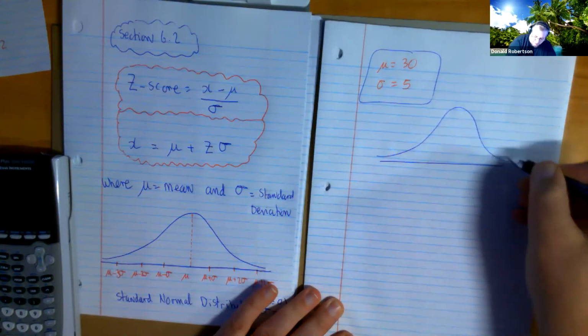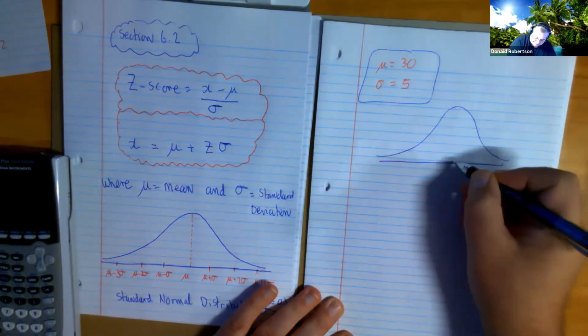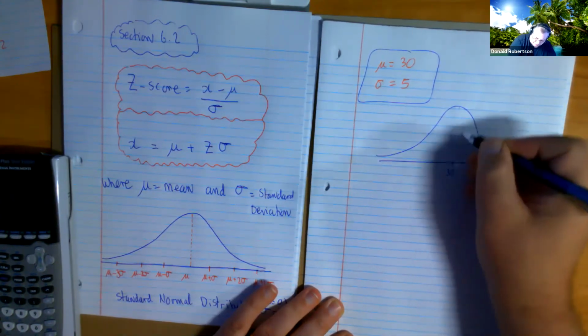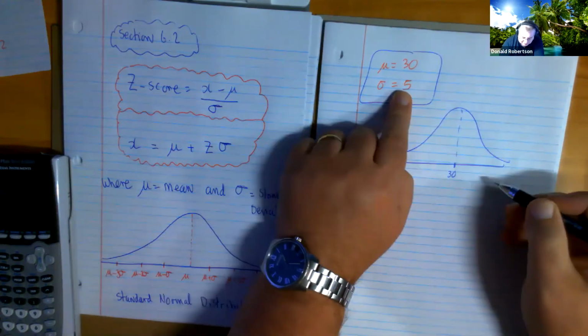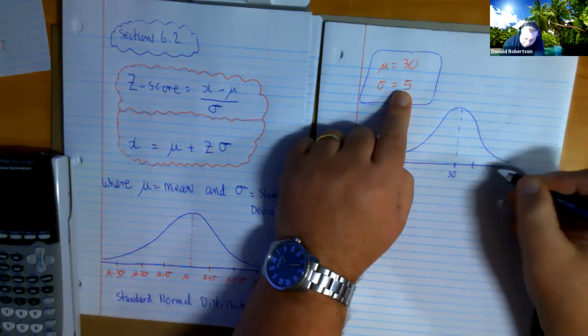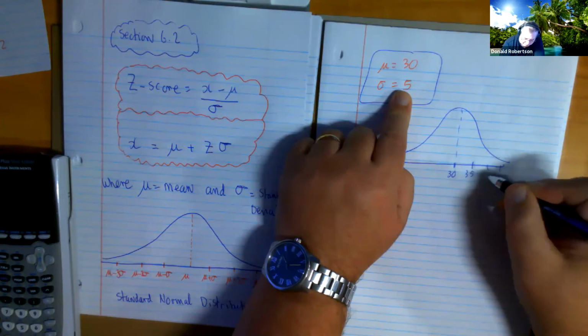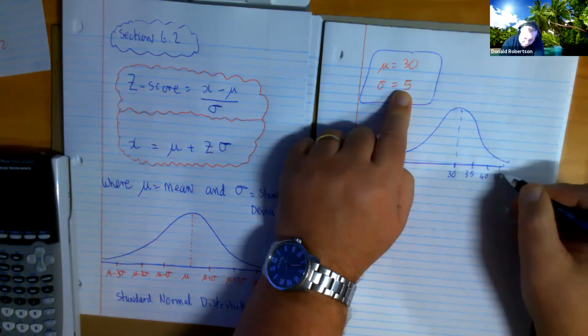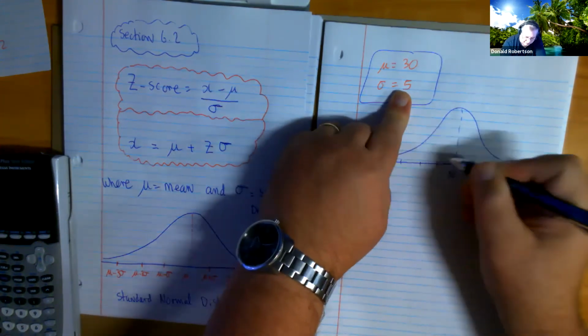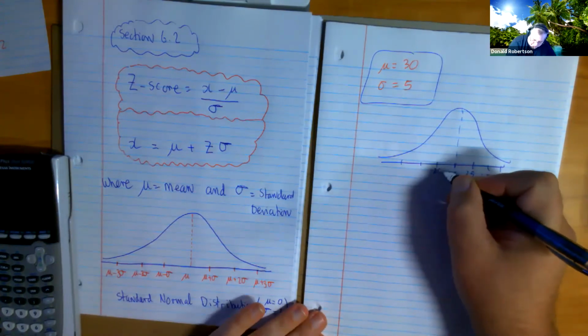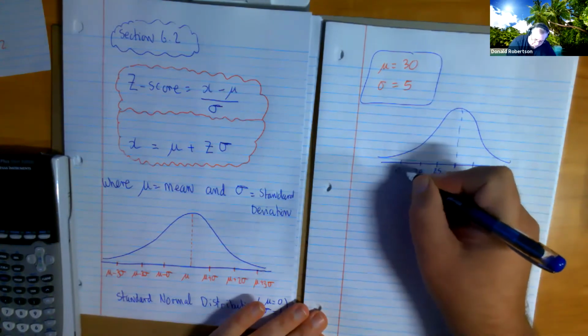So for instance, if I wanted to draw what this would look like, it would go 30, because that's where the mean is. And since the standard deviation is 5, won't I go 1, 2, 3, and go up in 5s? And 1, 2, 3, and go down in 5s.